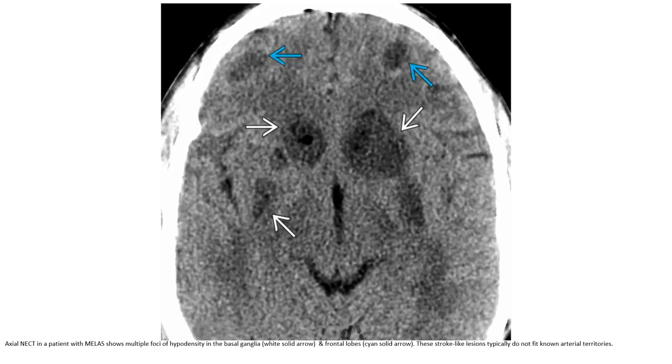Non-contrast CT in a patient with MELAS shows multiple foci of hypointensity in the basal ganglia and frontal lobe. The stroke-like lesions typically do not fit a known arterial territory.